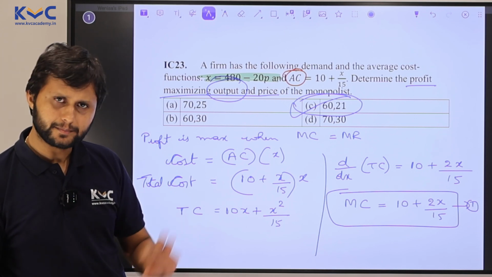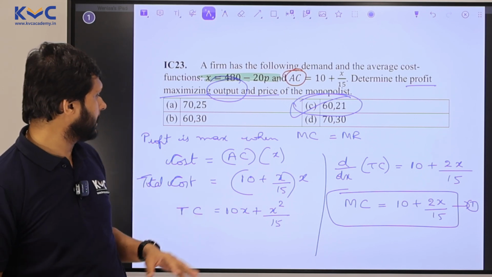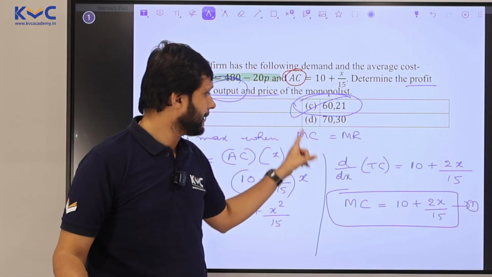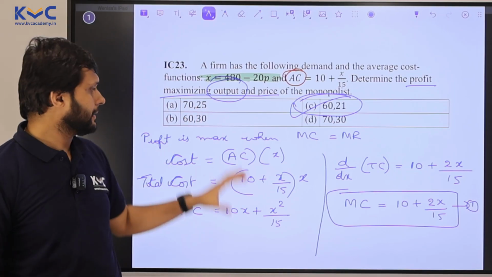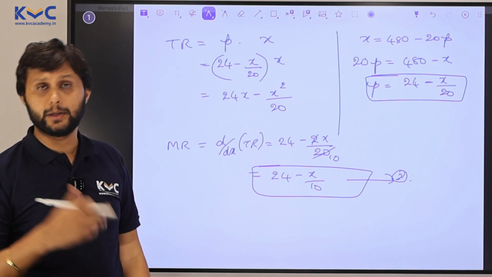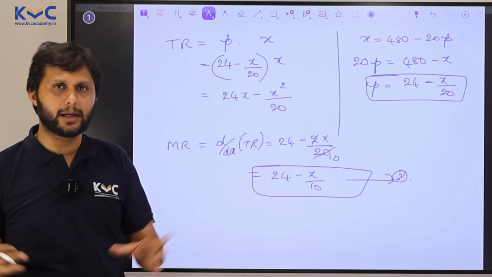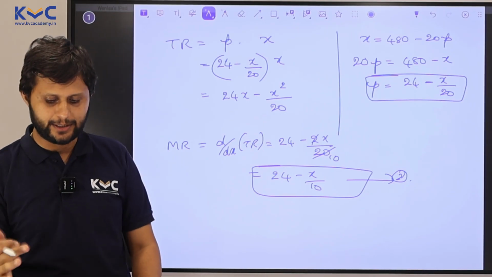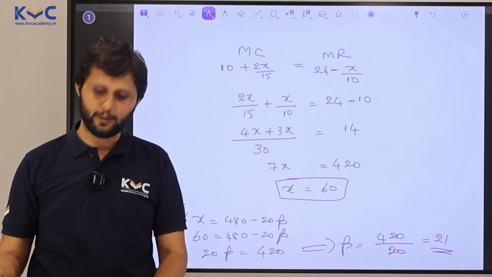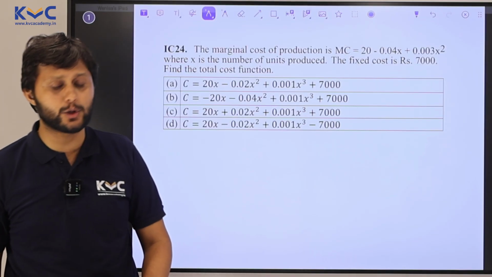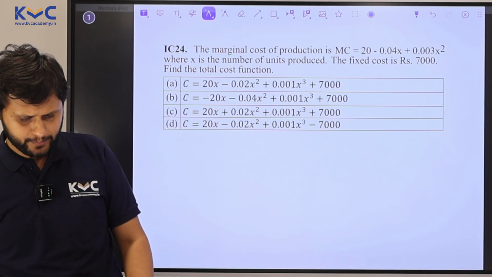Little lengthy. Just repeating it quickly now. Profit is maximum, as given in point number 11: MC is equal to MR. Then we separately got MC, which I'm sure you are comfortable with, and separately got MR. Then substituting, I got one value which is the value of x. After getting the value of x, I substituted that value of x to get the value of p. Fine. Hope it's clear. We'll now move on to the next question, question number 24.